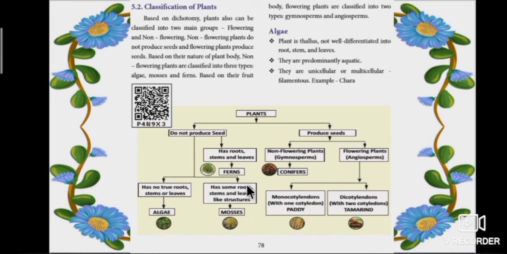Page number 78 explains about classification of plants. Based on their nature of plant body, non-flowering plants are classified into three types: algae, mosses and ferns. Based on their fruit body, flowering plants are classified into two types: gymnosperms and angiosperms. In this page, they explain about algae. This plant is thallus, that means not well differentiated into root, stem and leaves. They are predominantly aquatic. They are unicellular or multicellular, that is filamentous. Example, chara plant.